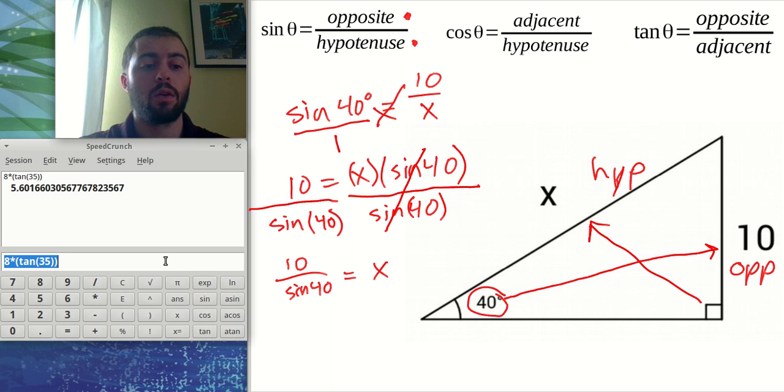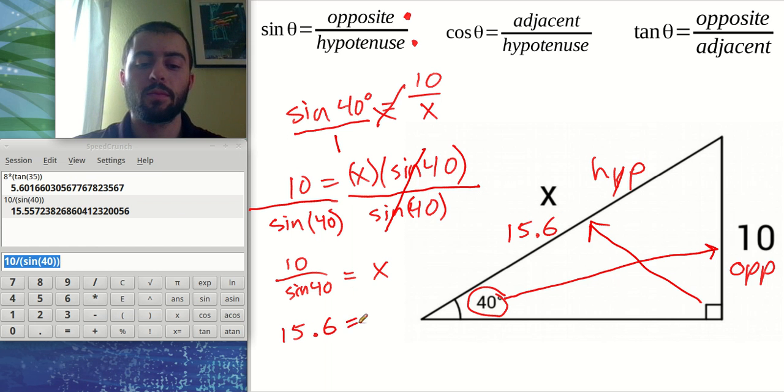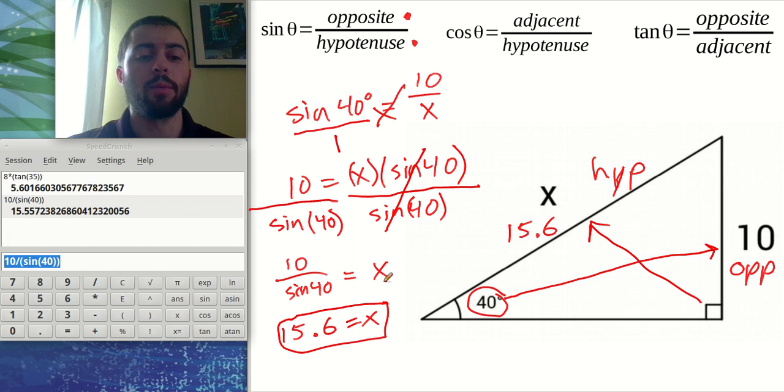If we do 10 divided by sine 40, that'll give us a side length of 15.6 if we round to the nearest tenth. All right, so side x here would be 15.6. And again, we don't have units here, but if we did, you would label them as you're given. In this case, we can just say it would be 15.6 units.